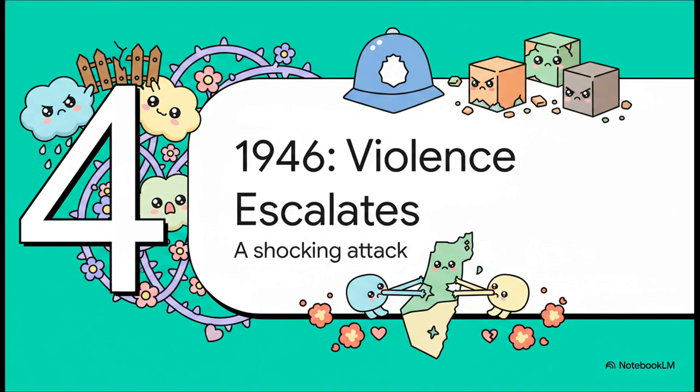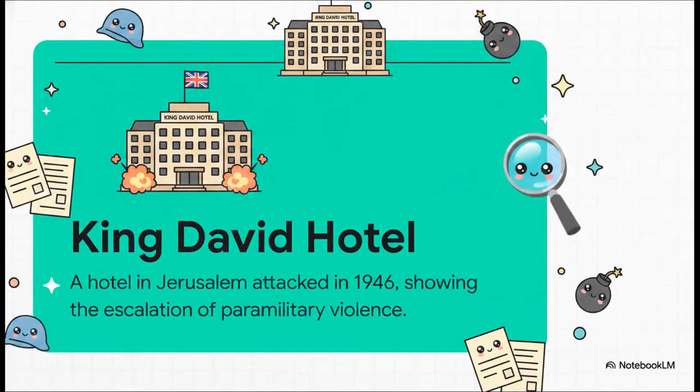This takes us to Section 4, 1946, Violence Escalates. A truly shocking, tragic consequence of these failing policies happened in July 1946, when the King David Hotel in Jerusalem was bombed. This wasn't just a hotel. It was actually housing the central offices of the British Mandatory Authorities. Carried out by a militant Zionist group, this devastating attack marked a dramatic spike in paramilitary violence. It proved that the conflict had moved way beyond civil unrest. These were deadly, organized strikes against the British government itself.